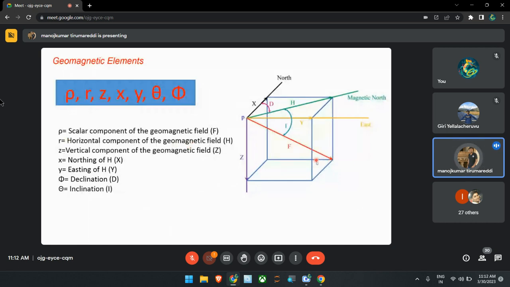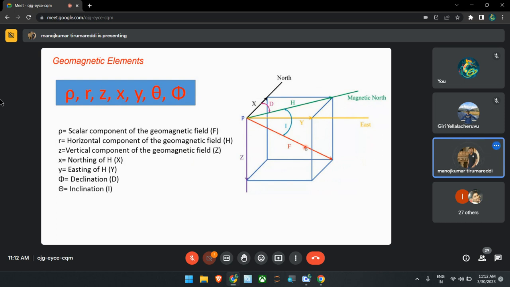That is the rho here, the scalar component of the geomagnetic field. Here, rho means we are measuring only the length, not the angle. So it is a scalar component, which makes a horizontal projection H, that is the horizontal component of the geomagnetic field, which has two projections: on the x-axis, the northing, and on the y-axis, the easting. The angle between H and the x-axis is the declination D, and the angle between the horizontal and the field component rho or F is the inclination.